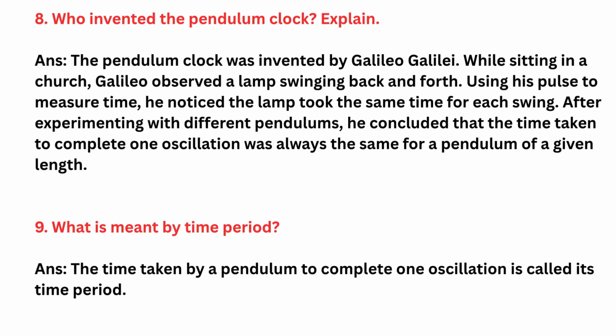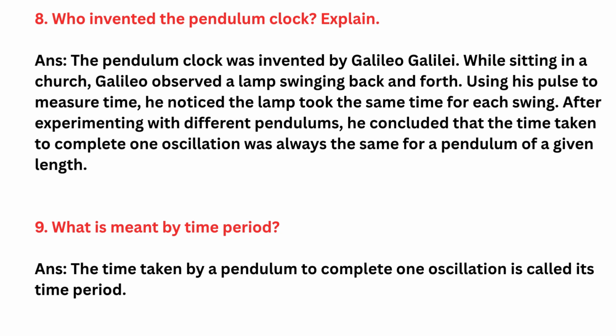Question number 8. Who invented the pendulum clock? Explain. The pendulum clock was invented by Galileo Galilei. While sitting in his church, Galileo observed a lamp swinging back and forth. Using his pulse to measure the time, he noticed the lamp took the same time for each swing. After experimenting with different pendulums, he concluded that the time taken to complete one oscillation was always the same for a pendulum of a given length.